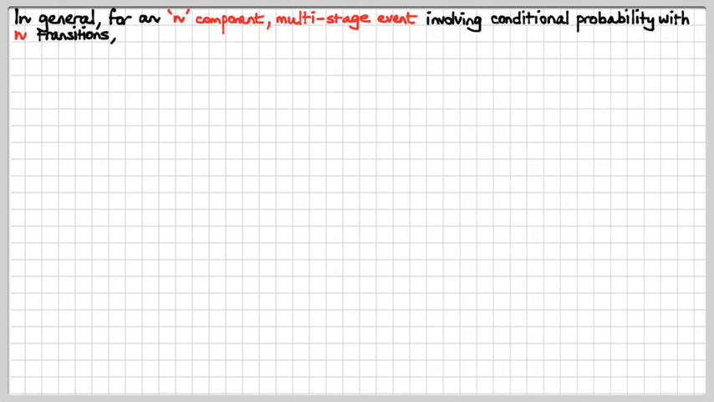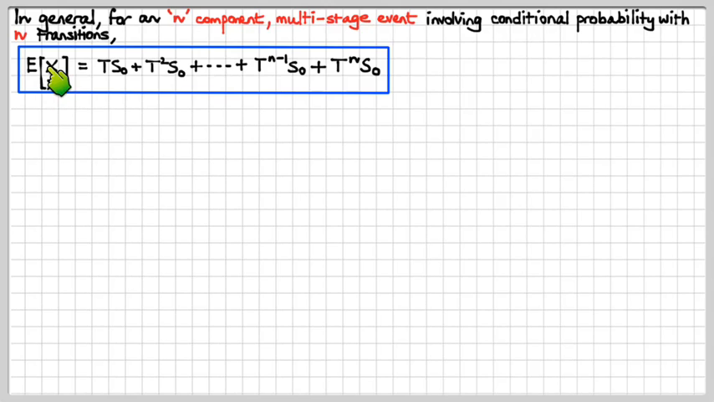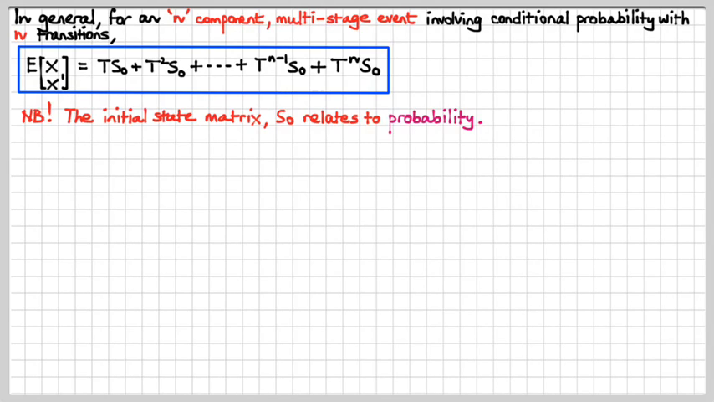In general terms, for an n-component multi-stage conditional event scenario, involving conditional probability with n transitions, we know that the expected value of x or not x is equal to the same thing generalised right up to the nth transition, T to the n times S0. Okay, that's how they work. Now, I know you're scratching your head. Don't worry, I'll reveal all in a moment. NB, the initial state matrix S0 relates to probability. It has to be probability, not any other Markov-type quantity.